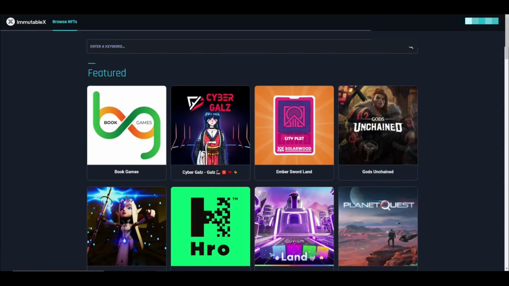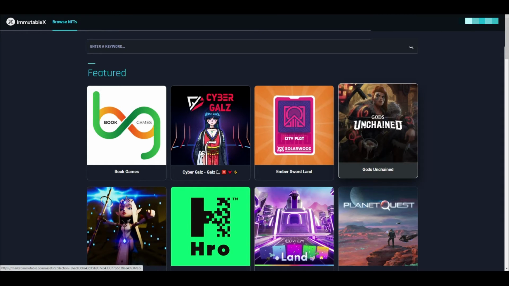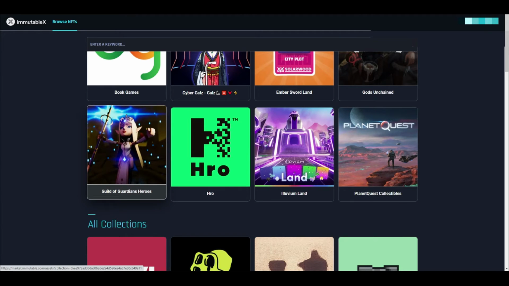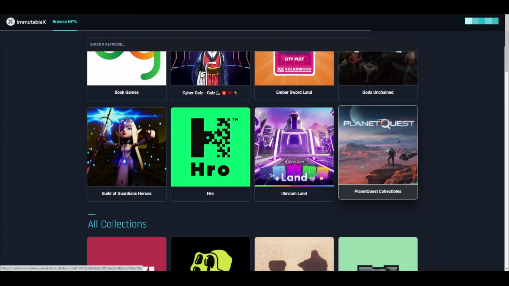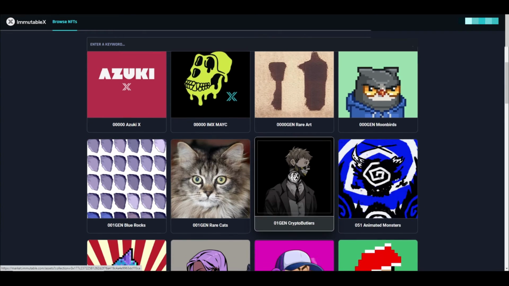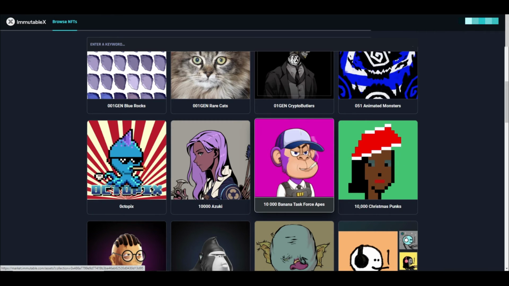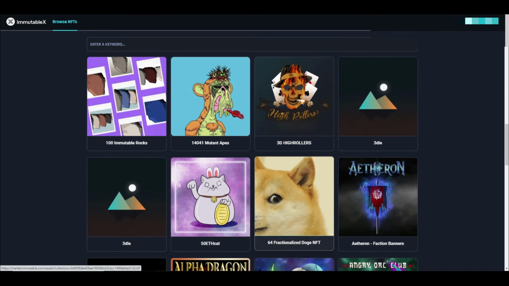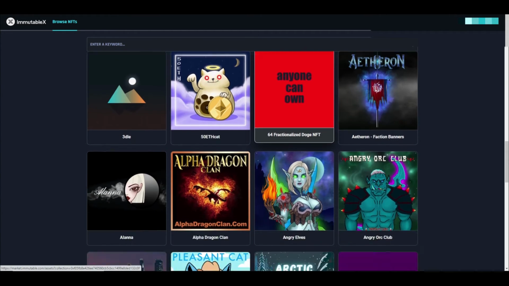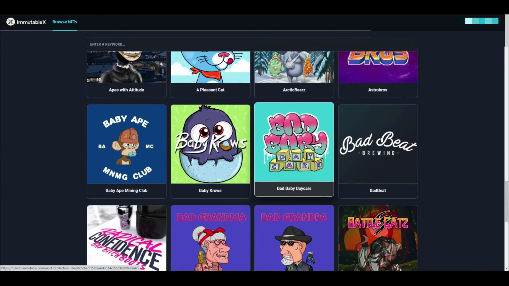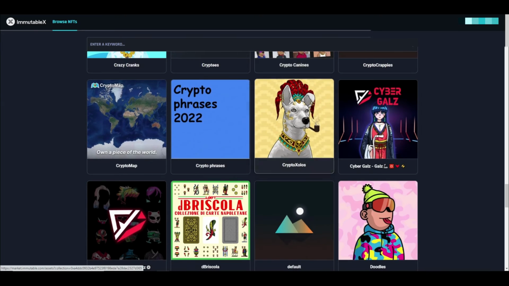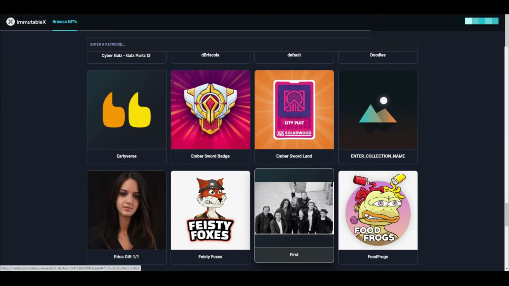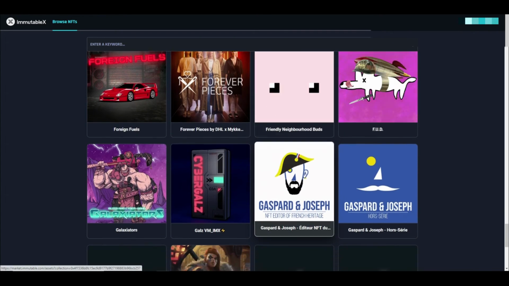But Immutable X is where you go find your gaming NFTs like Guild of Guardians, Gods Unchained, Planet Quest, collectibles. There's lots of stuff here available on Immutable X as well. And this one's actually being adopted by GameStop. So again, this is what I was talking about with Ethereum. It is like the king, basically.